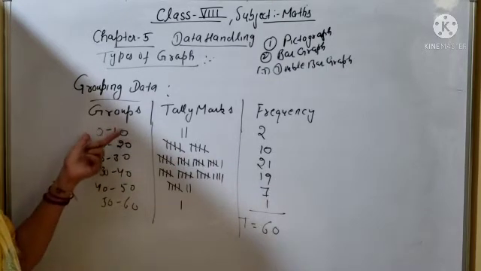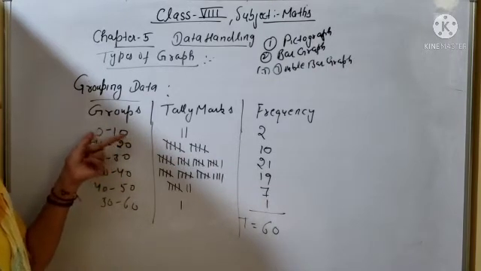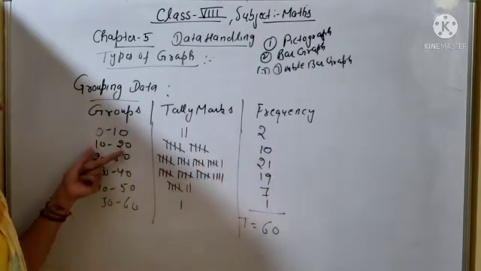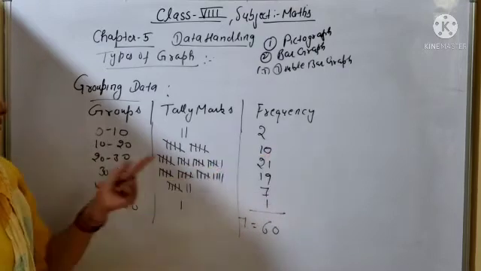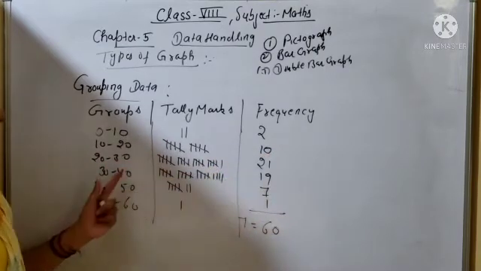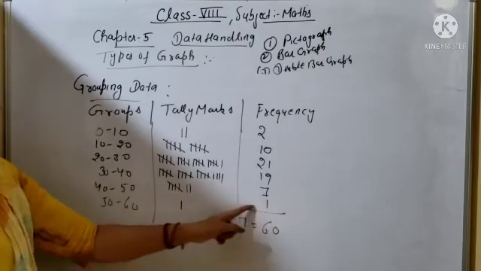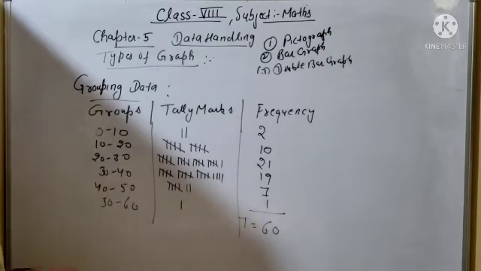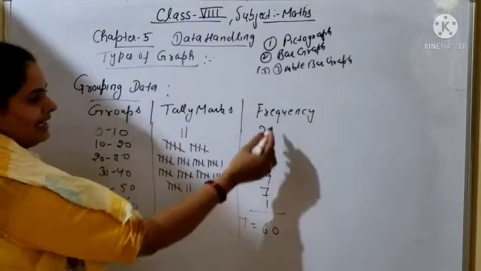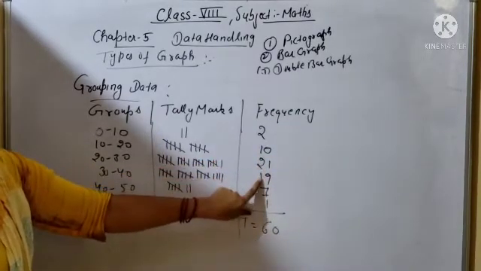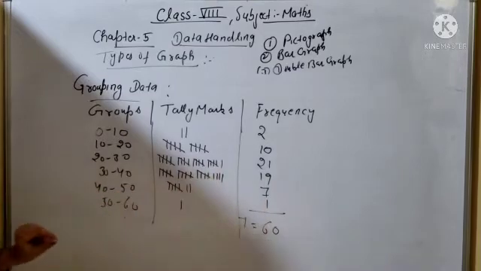Grouping data means, for the numbers in between 0 to 10, what is the frequency? 2. Between 10 to 20, what is the frequency? 10. 20 to 30, frequency is 21. 30 to 40, 19. 40 to 50, frequency is 7. 50 to 60, frequency is 1. It means these are the entries and how many times each entry is occurring: 2 times, 10 times, 21 times, 19 times, 7 times and 1 time.